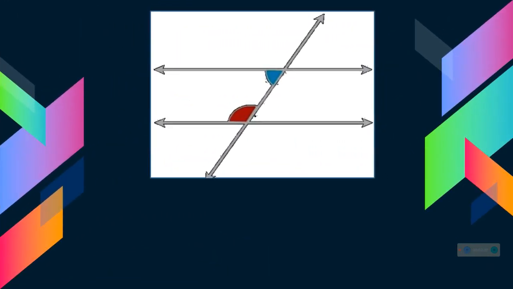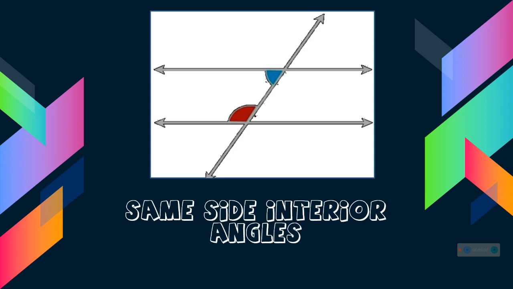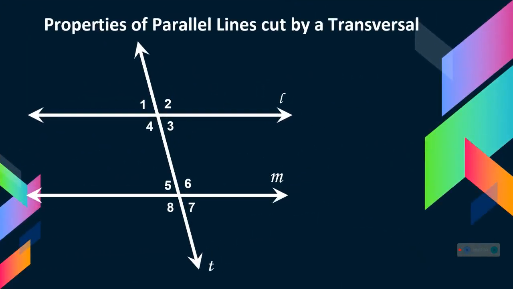Okay, how about this one? So they are the same side interior angles. Okay, so I hope you have recalled the angle pairs formed by parallel lines cut by a transversal. So in this slide, we are going to have the properties of parallel lines cut by a transversal.